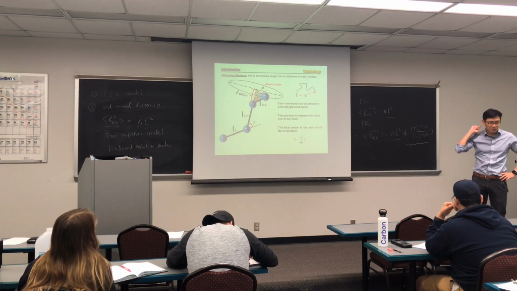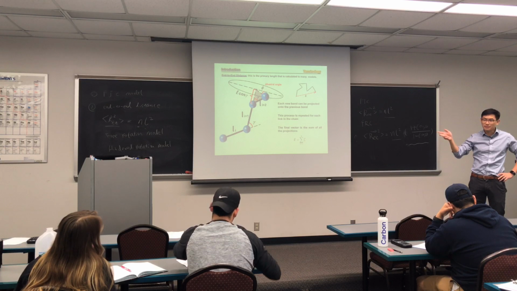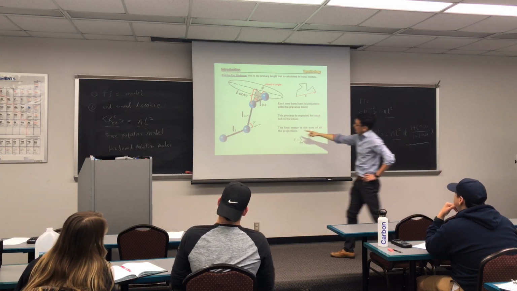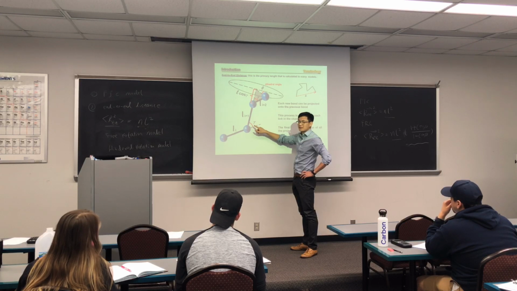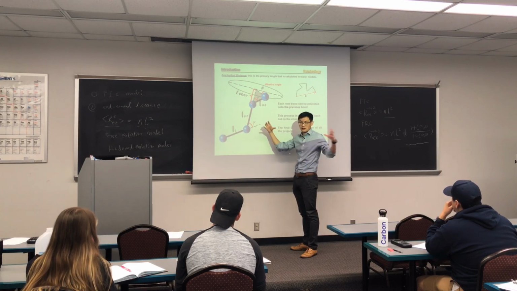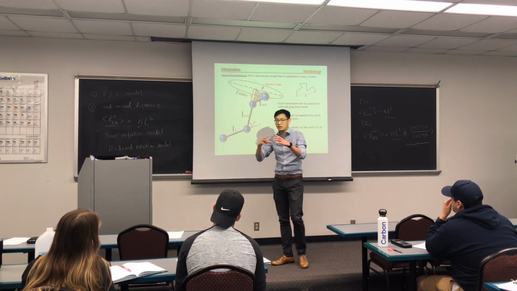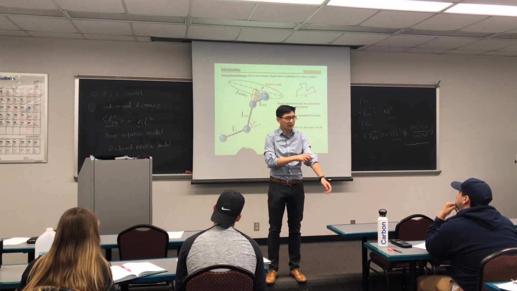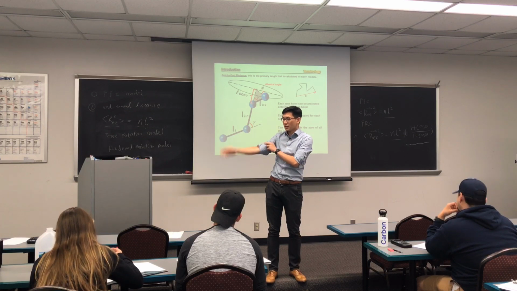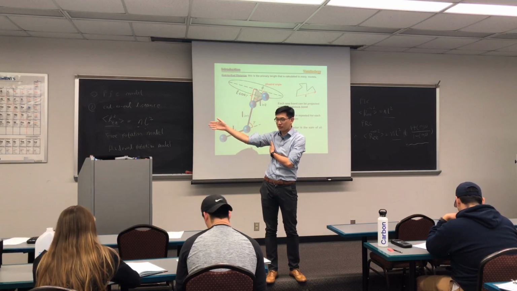Actually, if you guess intuitively, if this bond angle beta gets smaller and smaller, how big does your chain get? Will it grow bigger or shrink smaller? It will grow bigger, right? Because then you always have the chain bonded into one particular direction.